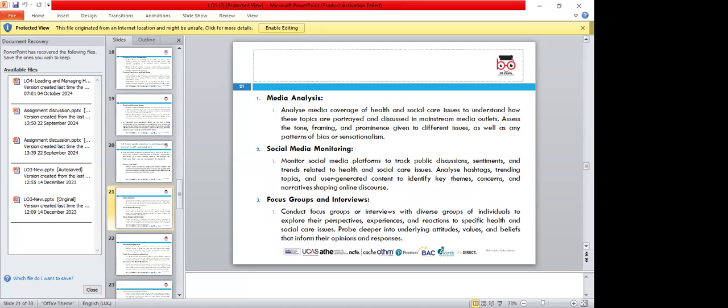Also, focus groups. Conduct focus groups or interviews with diverse groups of individuals to explore perspectives, experiences, and reactions to specific health and social care issues. Probe deeper into underlying attitudes, values, and beliefs that inform their opinions and responses. These are very important. So let's crack on.